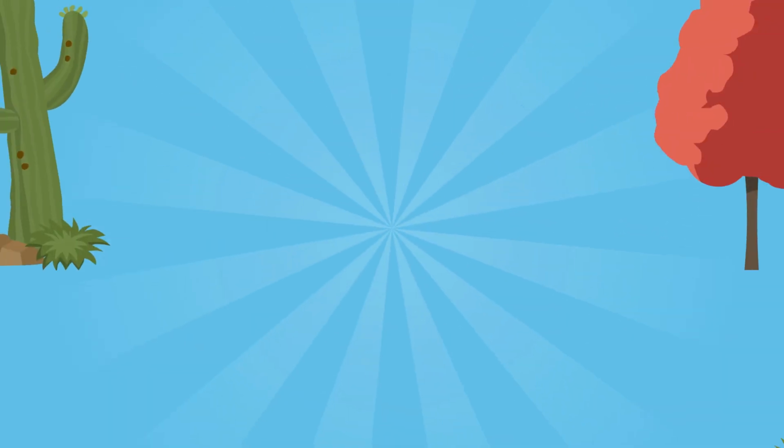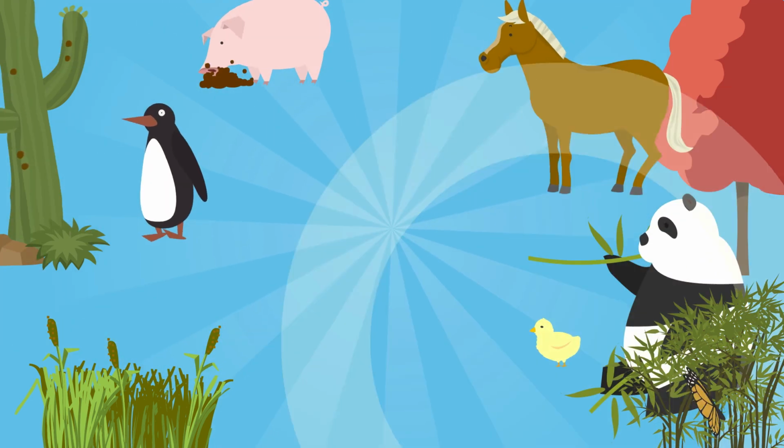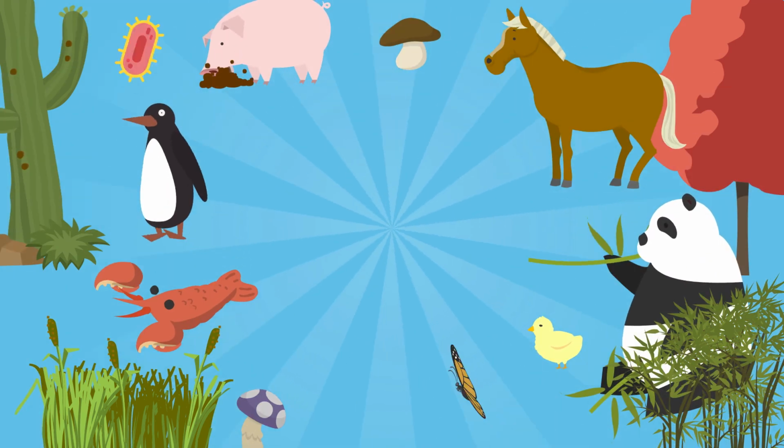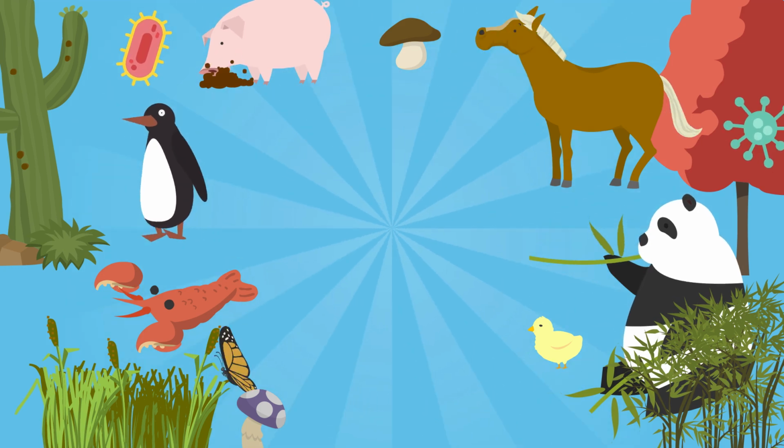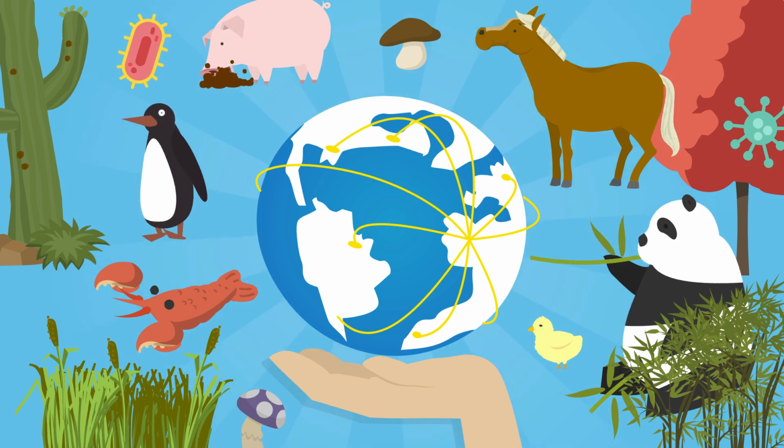Biodiversity is all the different kinds of life you'll find in one area, the variety of animals, plants, fungi, and even microorganisms like bacteria that make up our natural world. Each of these species and organisms work together in ecosystems like an intricate web to maintain balance and support life.